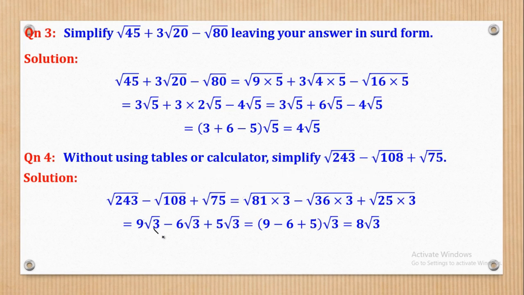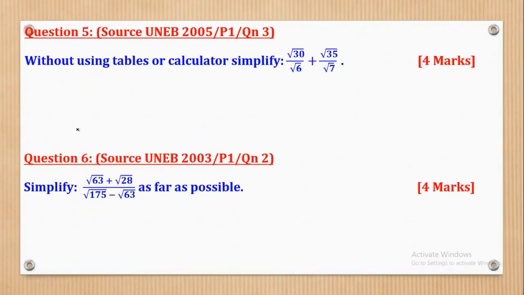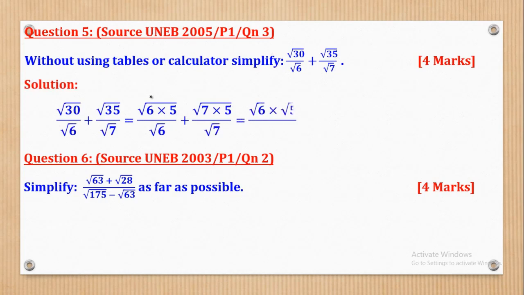Then all is root 3, root 3, root 3, so it can come out. Then you say 9 minus 6 plus 5, which is here. So in the end you come up with 8 root 3. Then question 5 came from UNEB 2005 paper 1 question 3 and says without using tables or calculator, simplify this. So this one has some fraction.